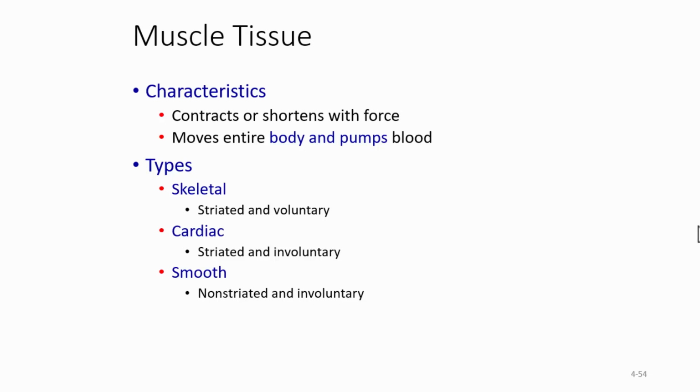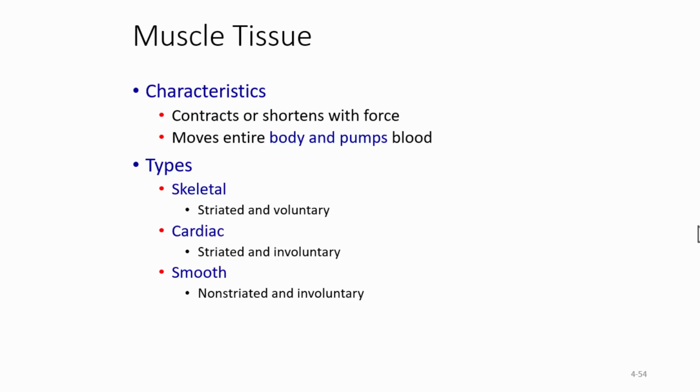Muscle tissue. Characteristics: it contracts or shortens with force, and it moves the entire body and pumps blood. Remember I said muscle does one of two things. It either contracts or relaxes. That's it. And again, we'll go into much more detail about this when we get to the muscular system. The types of muscle tissue that we have: skeletal muscle. And typically when you think of muscles, this is what you're usually thinking of. We say that they are striated and voluntary.